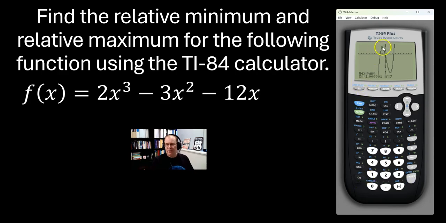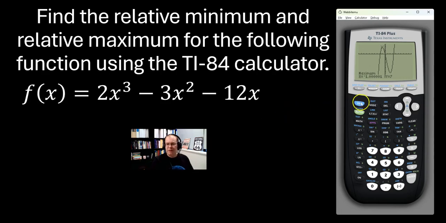And there it is, okay? The relative maximum occurs at minus one. So yes, there's a little bit of rounding error here, okay? So if we round to, let's say, three or four decimal places, then this will be minus one. And the relative maximum is seven. Okay, so remember the x value is where the relative maximum occurs. And the relative maximum itself is seven.